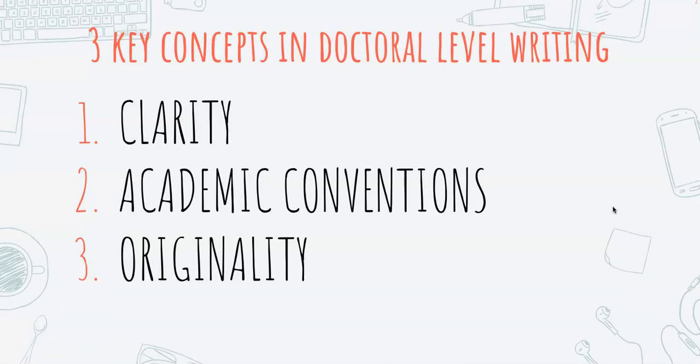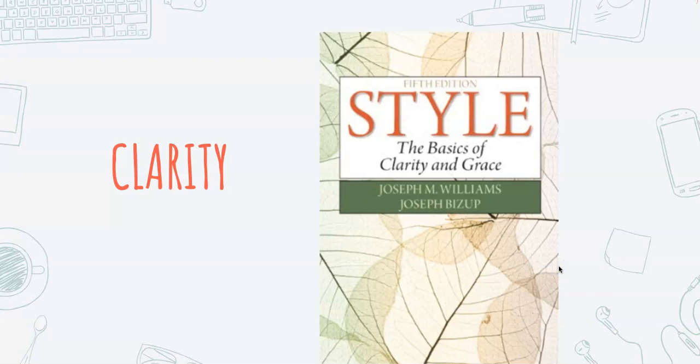So, with that in mind, the first key concept, which is probably more important than any other writing concept, is clarity. You'll also see that the next two concepts after that I'll review: academic conventions, and originality. So let's talk about clarity first.